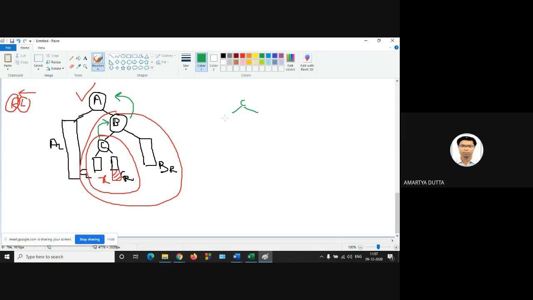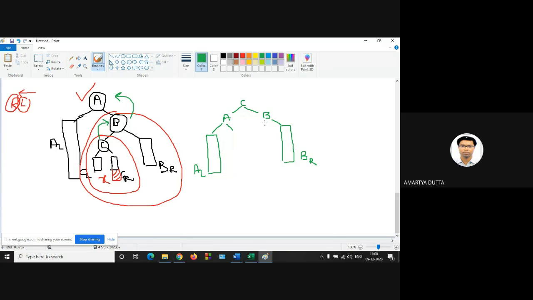So at the left position, A will be there, and at the right position, B will be there. Then left of A is AL. Right of A is CL. Right of B is BR. BR is the right of B.